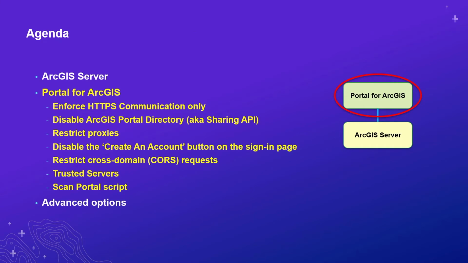Let's proceed with our agenda, where now we'll be talking about the Portal for ArcGIS component of ArcGIS Enterprise. As before, we're going to discuss the importance and how to configure HTTPS communication only. Similar to before, we'll discuss the sharing API and how to disable the portal directory. We'll discuss limiting the ability to restrict proxy access for ArcGIS Enterprise, which should be a number one takeaway from this discussion here. We'll discuss how to disable the Create an Account button on the sign-in page, restricting cross-domain requests. We'll discuss what trusted servers are and how to configure those, and we'll go over portalscan.py.